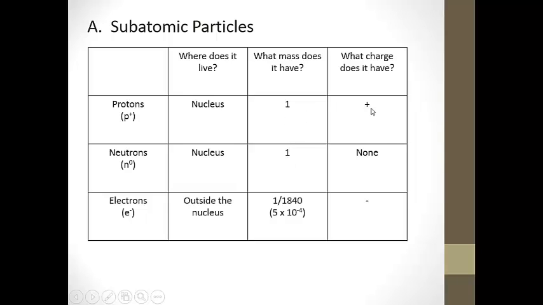We also need to know the charges. So protons are positive, neutrons don't have a charge. They are neutral. Electrons are kind of the outsider. They live outside the nucleus, away from the protons and the neutrons. Their mass is incredibly small. So 5 times 10 to the negative 4th, 0.0005. So we're looking at an incredibly small mass, and their charge is negative.